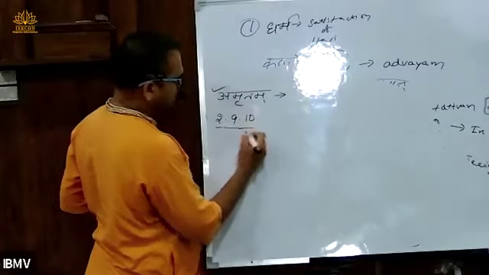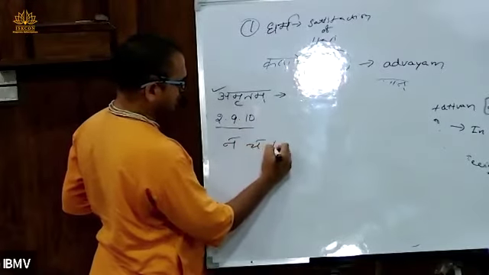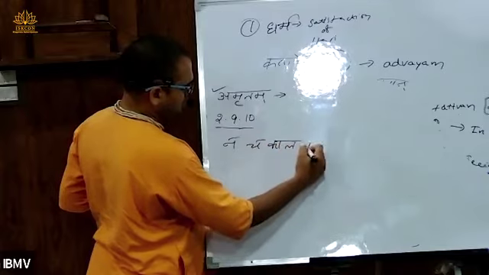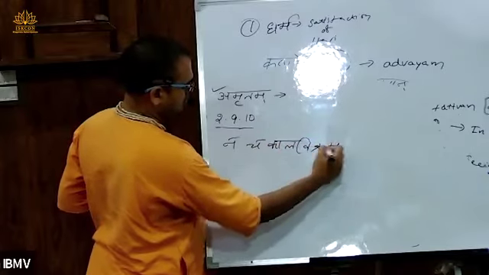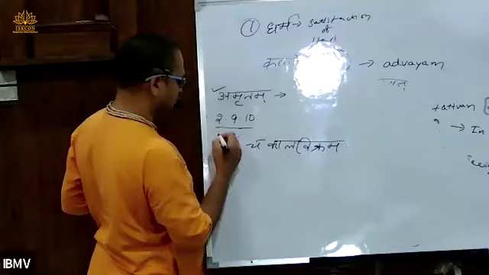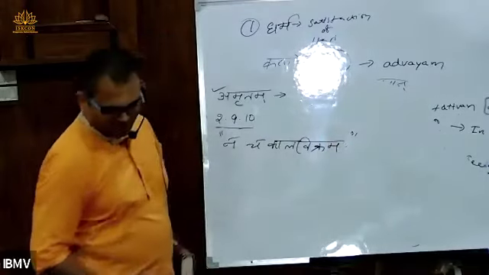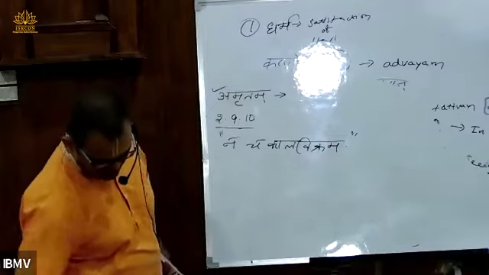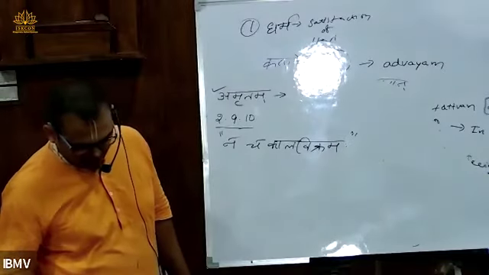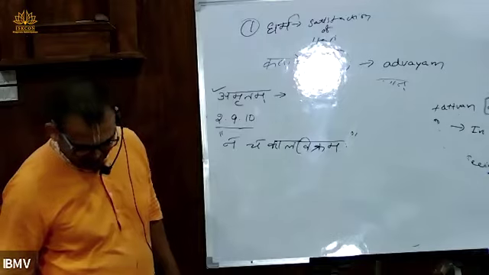2.9.10 is saying Na cha kala vikramaha. That means there is no influence of the time in the spiritual world. So that's why it is fearless. In the spiritual world, no one is having the fear.